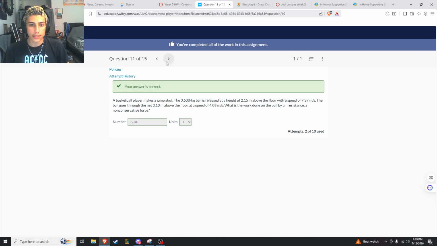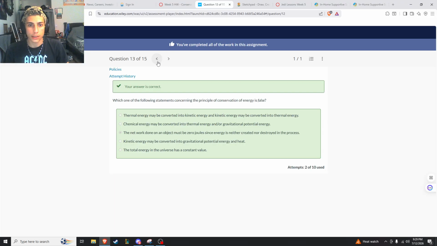For my second question, I'm going to be doing question 13 here. Which one of the following statements concerning the principle of conservation of energy is false? So we're looking for the false one here.